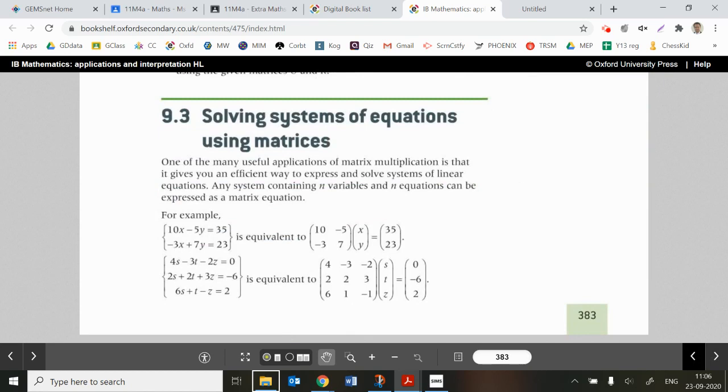Now, as I said, with the one at the bottom here, the 10x minus 5y equals 35, what we're going to need to do is find a matrix which is the inverse of 10, minus 5, minus 3, 7. And if we apply that inverse to the left-hand side, then we'll get back to xy. But because this is an equation, we're going to need to apply the inverse to the right-hand side as well. So we're basically going to apply an undoing matrix on both sides here to get back to xy.